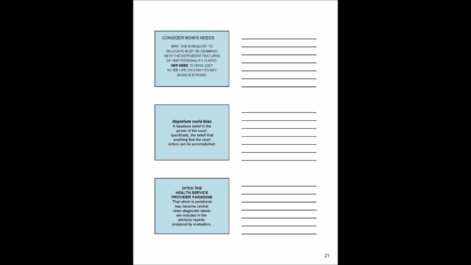Which also suggests, for those of you that aren't thinking really ahead, that if her need to have Joey in her life on a day-to-day basis is so strong, she might just turn out to be the kind of parent who really prevents Joey from obtaining age-appropriate independence and so on and so forth, because she needs him to stay a kid. The French have a term for this, déformation professionnelle.